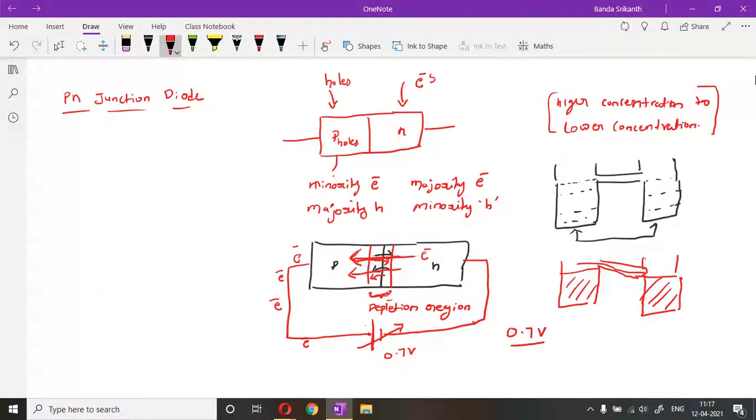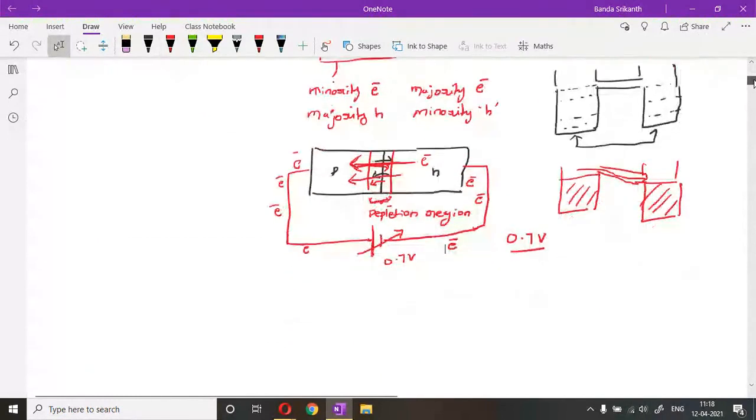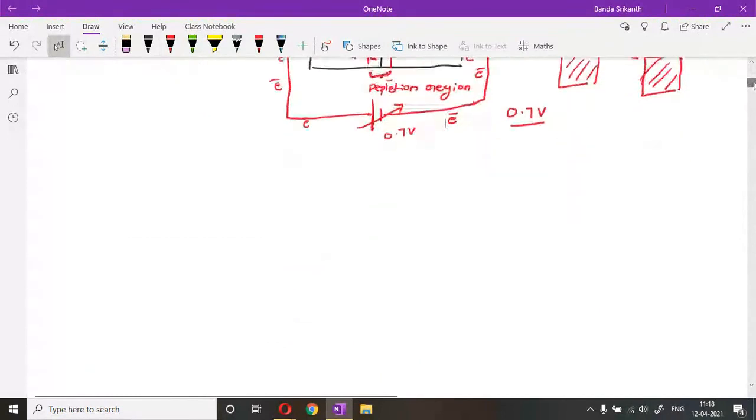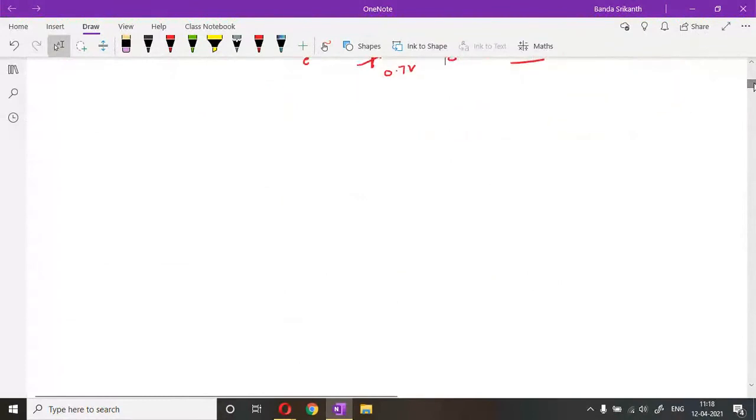So then the electrons will travel from this side to this side, and a closed loop exists. Then the electrons will flow in the p-n junction diode like this. Okay. So why I'm saying this, you will get in future. Just a recapitulation. Is it clear?